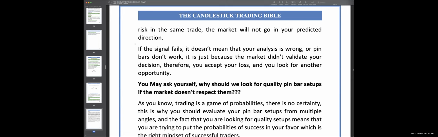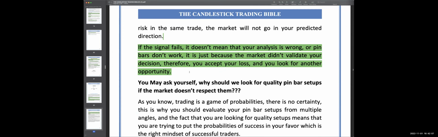Or pin bars don't work. It is just because the market didn't validate your decision. Therefore, you accept your loss and you look for another opportunity.